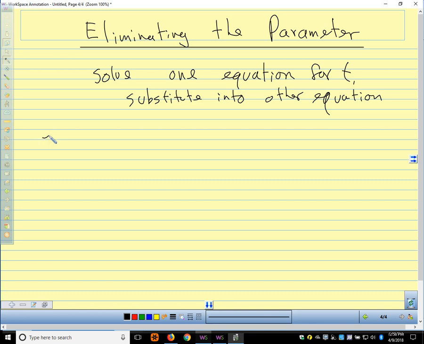So for example, if we had x equals 1 over the square root of t and y equals 2t squared, and we want to eliminate the parameter to get y equals f of x. Well, a couple of things we need to be careful of here. What values of t are we allowed to use in this set of equations? We have to have a positive t. So t has to be greater than, can t equal 0? No, because we divide by 0. So t has to be greater than 0.